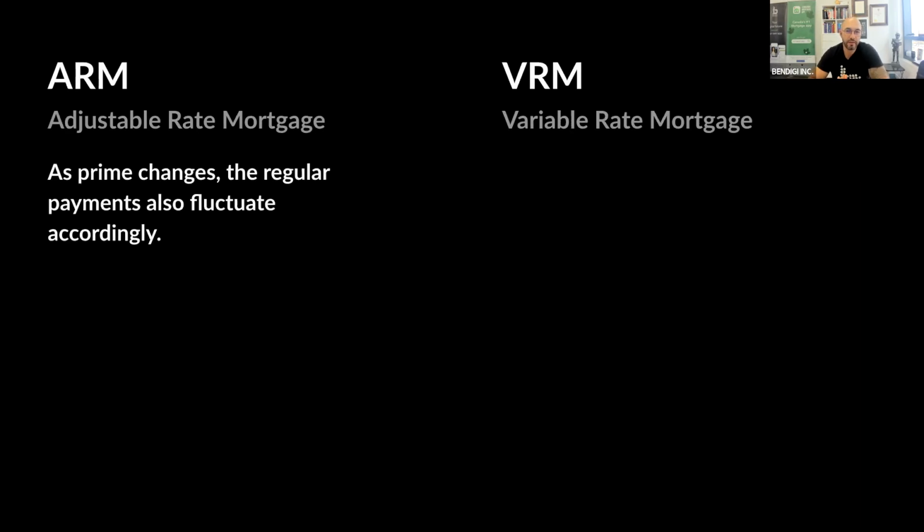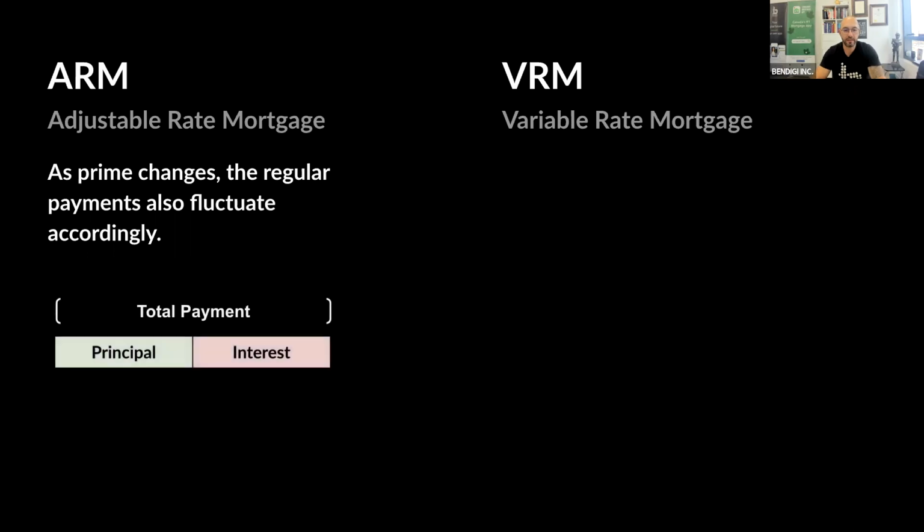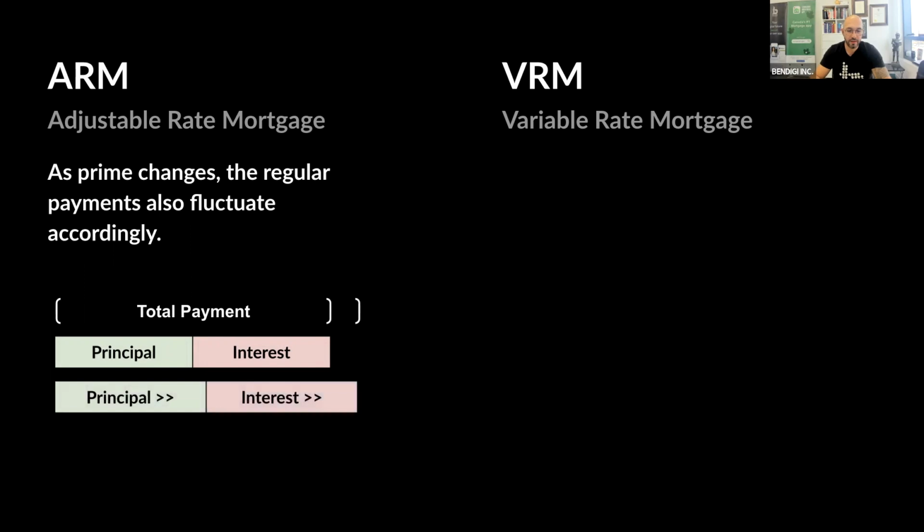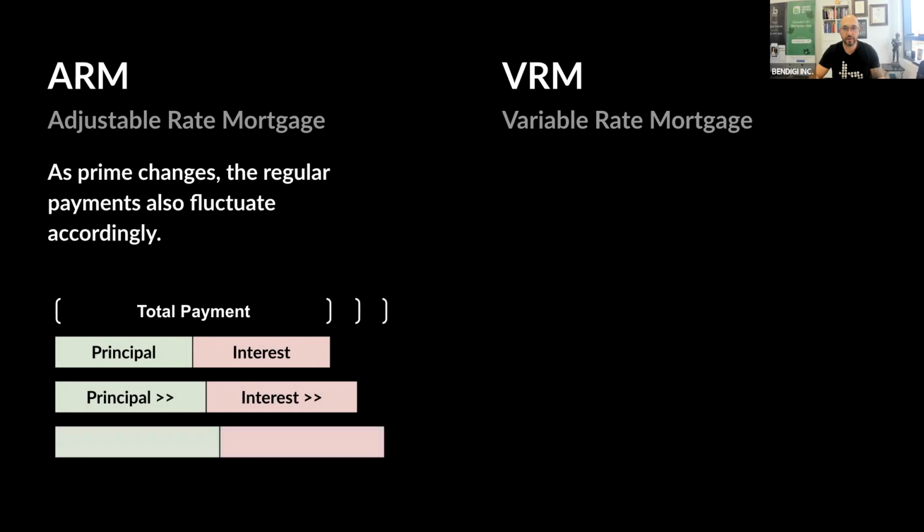ARM is basically when prime changes, the entire payment changes. It's adjustable. Visually, this is the total payment, when there is a principal part and an interest part to the total payment. When prime changes, let's just say it increases, both principal and interest components change and the total payment actually changes. And so it fluctuates with prime.